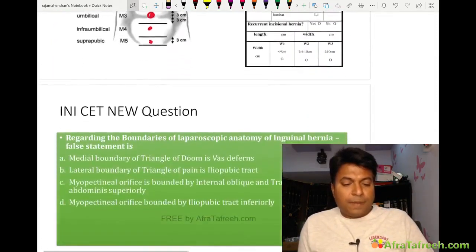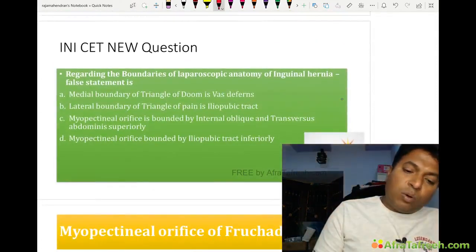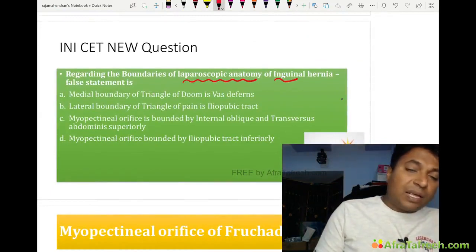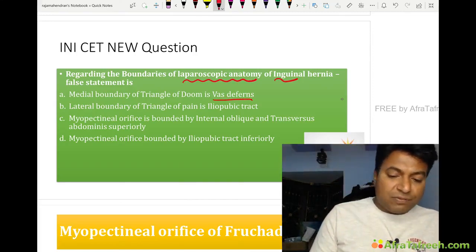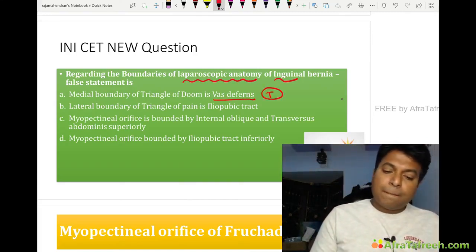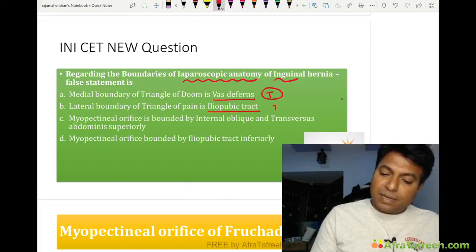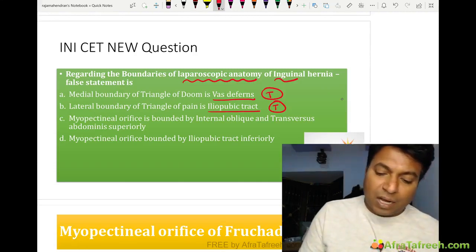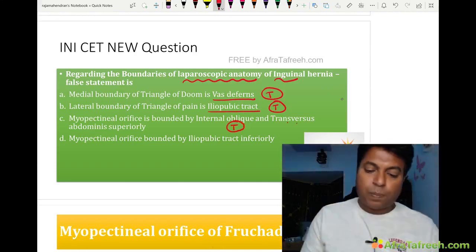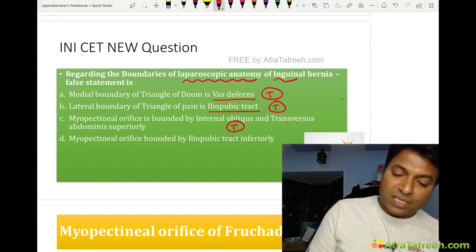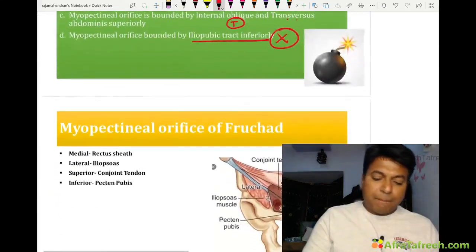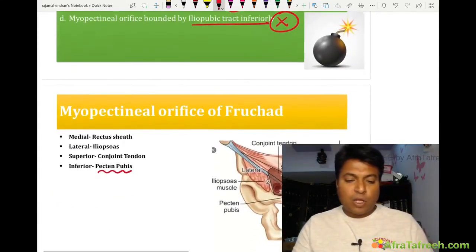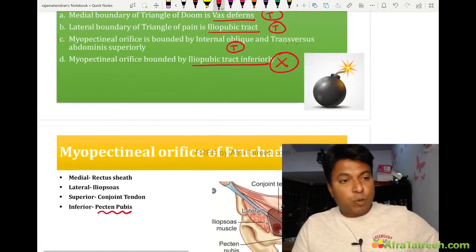That's all. So this is also a new question asked regarding the boundaries of laparoscopic anatomy of inguinal hernia. I am telling you, sure you will get one question from laparoscopic anatomy. Medial boundary of triangle of doom is vas deferens. True. Lateral boundary of triangle of pain is iliopubic tract. True. Myopectineal orifice is bounded by internal oblique and transverse abdominis superiorly. True. Myopectineal orifice is bounded by iliopubic tract inferiorly. Wrong. I told you it is bounded by pecten pubis. Not iliopubic tract, it is bounded by pecten pubis.